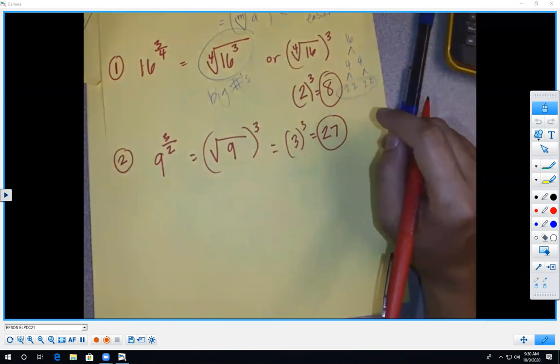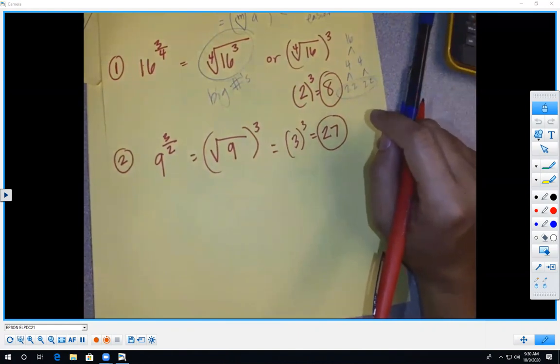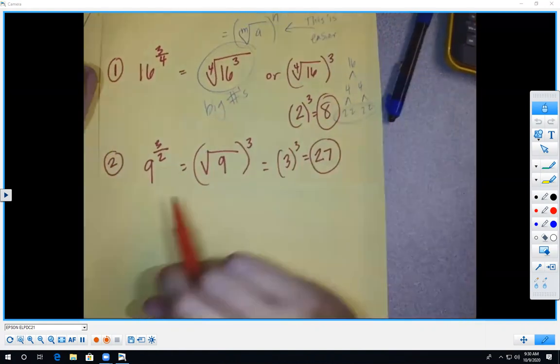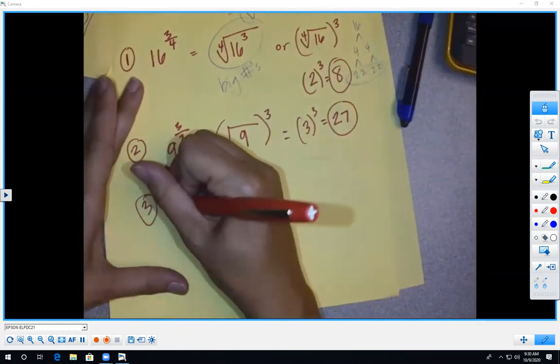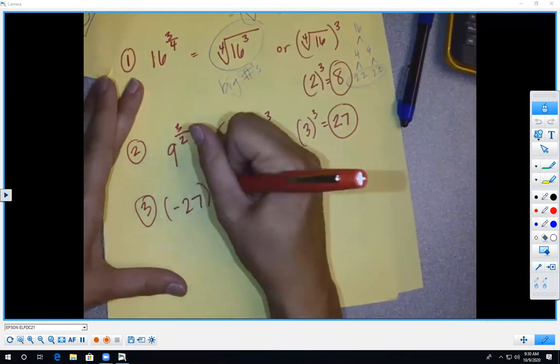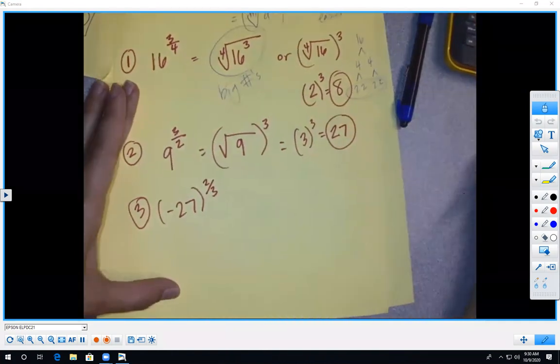Let's do a few more of those. What about if I had the problem -27 to the 2/3 power?